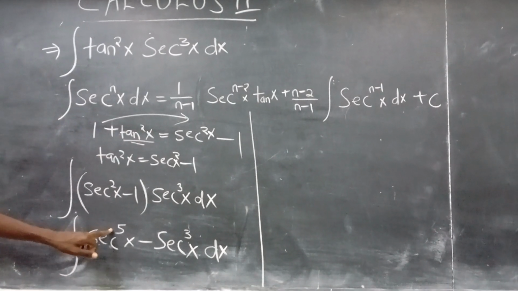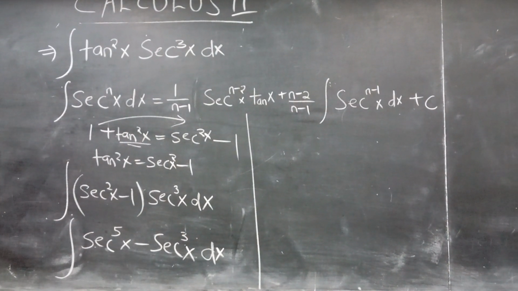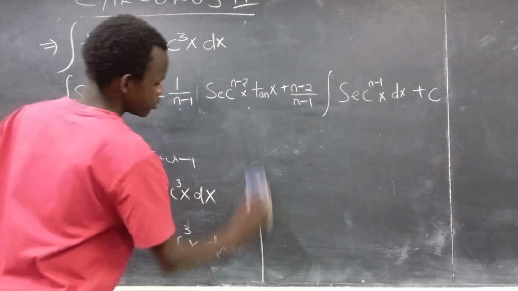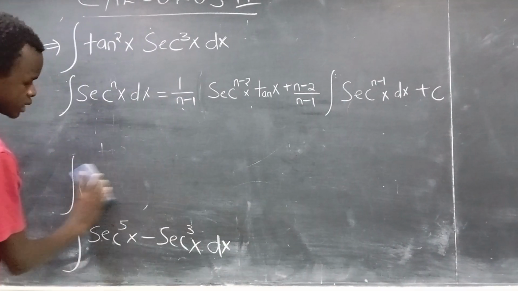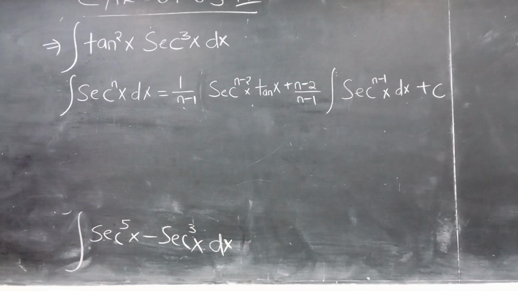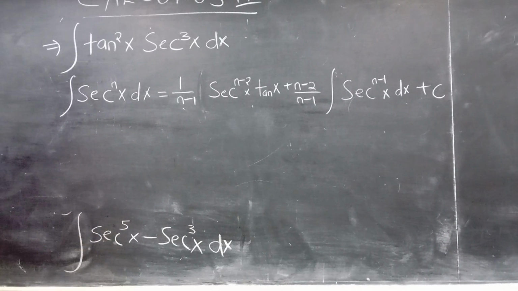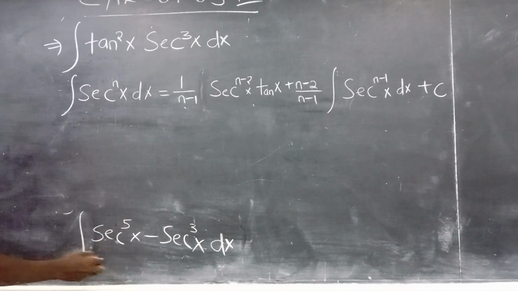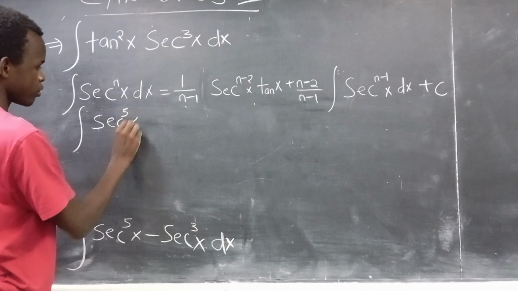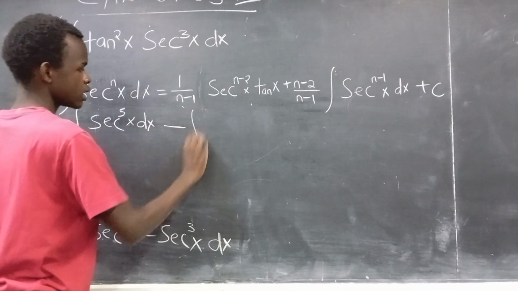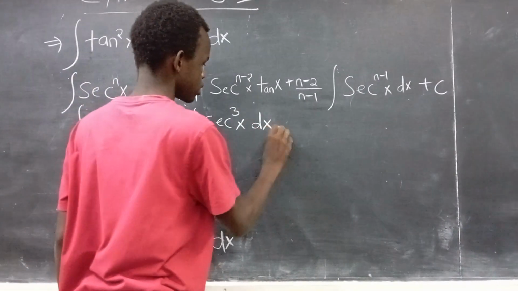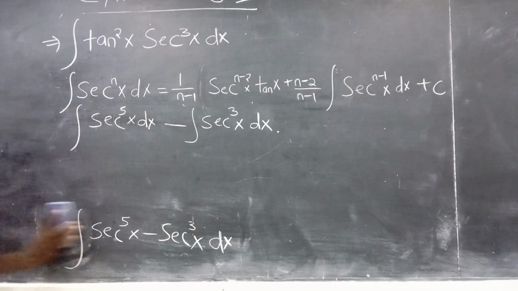As you can see, this is secant to the 5, secant to the 3rd. So this is the formula. Maybe you can know how to derive it or memorize it. I'm told to integrate secant to the 5, so I will split this integral into 2. I'll get the integral of secant to the 5 of x dx minus the integral of secant to the 3 of x dx. This is what I'm going to compute.